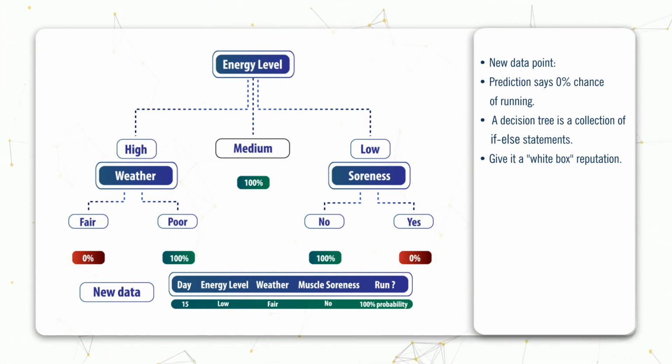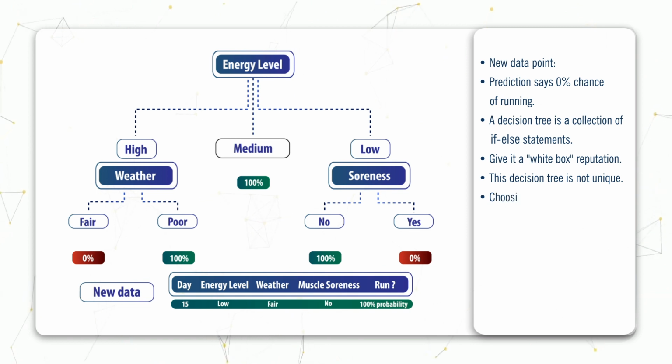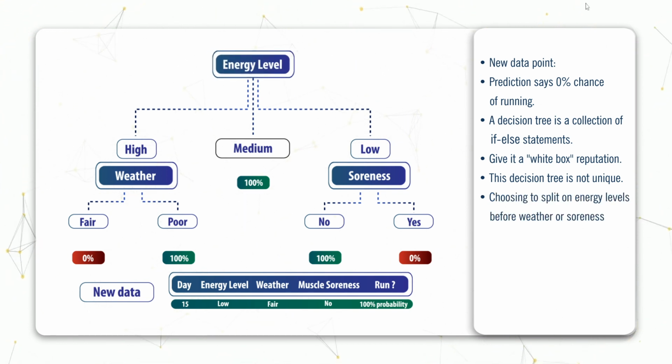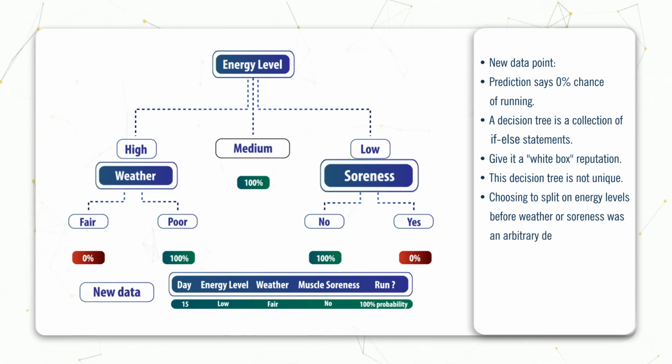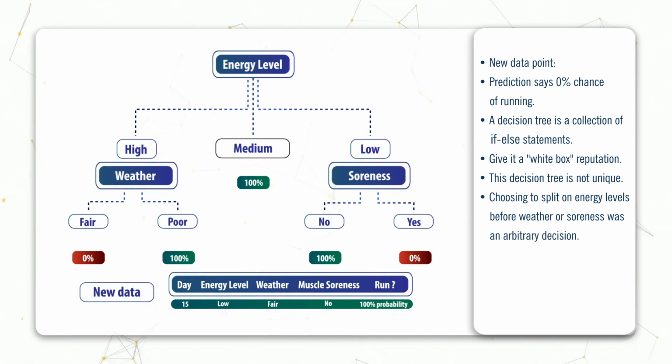Now, one thing you may have noticed is that there's nothing unique about this decision tree. For example, our decision to split first based on energy levels and then second on weather and soreness seemed totally arbitrary. We could instead have chosen to split first on weather over here and then afterwards split on energy levels. And yet this arbitrary decision determined the final structure of the decision tree that we came up with.